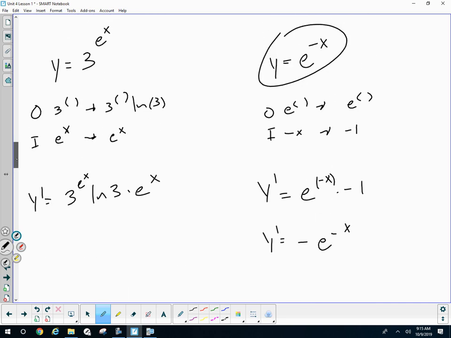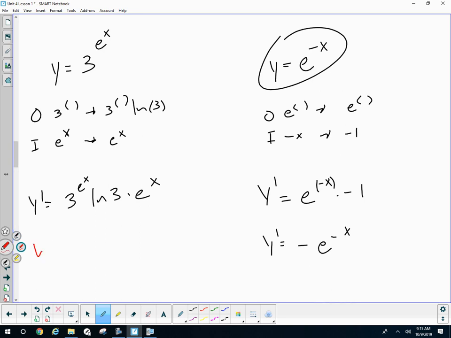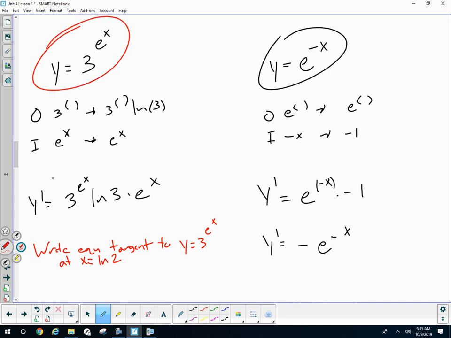Really quickly, before we get into the next types of problems, if I ask you to write an equation of the tangent to y equals 3 to the e to the x, at x equals log 2, let's go ahead and do that. Let's focus on this. Let's write the equation of the tangent to this at log 2.